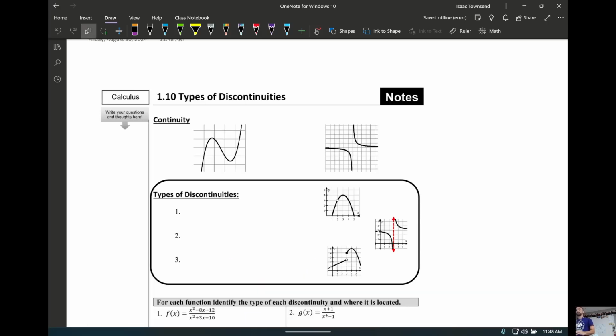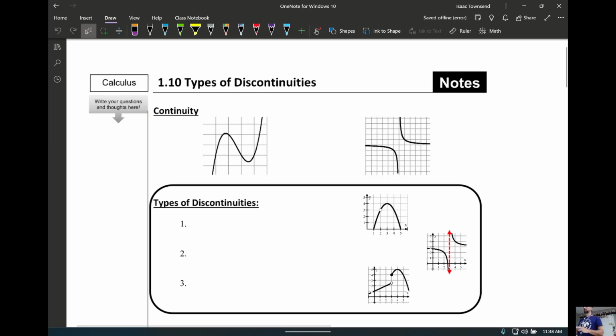Okay, so this one focuses on types of discontinuity. On Wednesday, I felt like I shared a lot of information with you guys, but very briefly, I talked about a couple different types. I need you to be a little more familiar with them. So, of course, continuity, this has come up for a few classes, but continuity just means you've got a nice, smooth graph, no sudden breaks, no sudden holes in the graph.